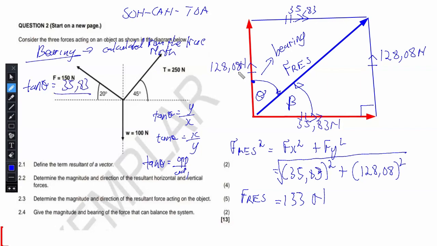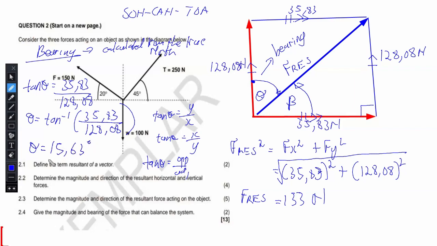So the opposite side is 35.83 and the adjacent side is 128.08. Calculating your theta, you'll say arctan of 35.83 over 128.08. And then your theta becomes what? If you calculate using the bearing, then your theta is supposed to be 15.63 degrees, rounded off to 2 decimal places. Right, that's for those who are calculating the bearing.